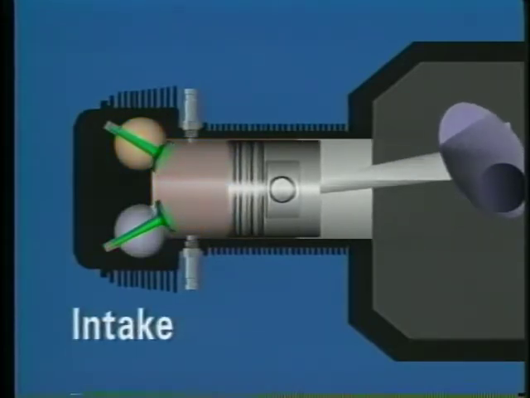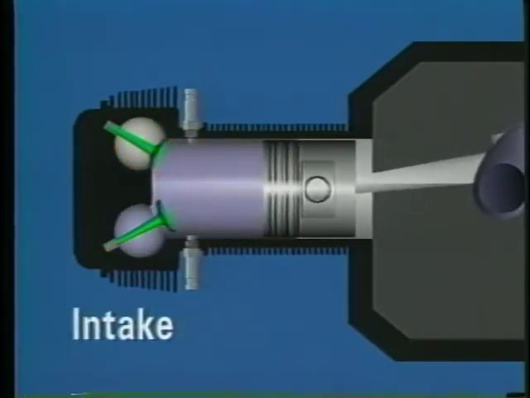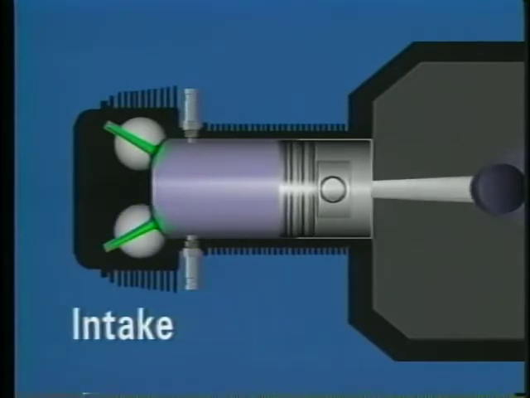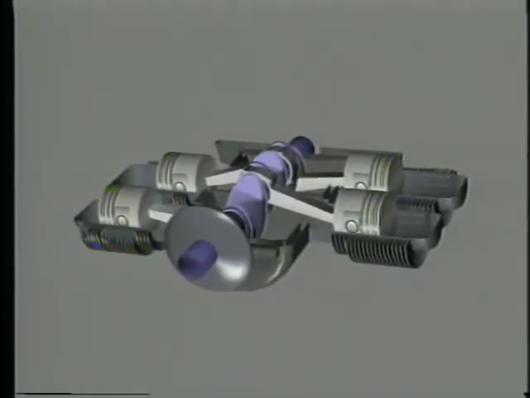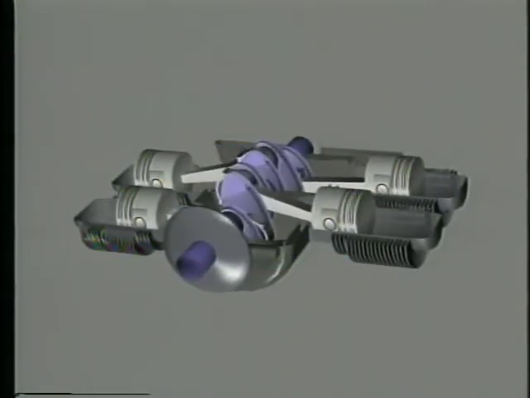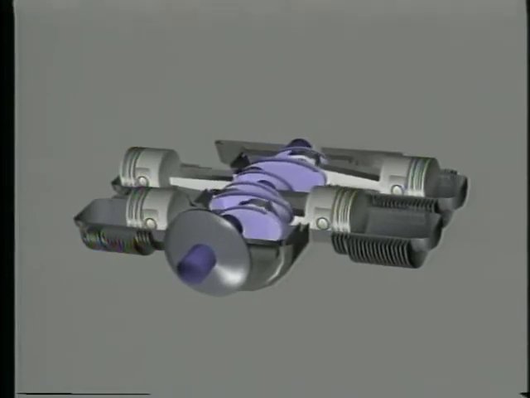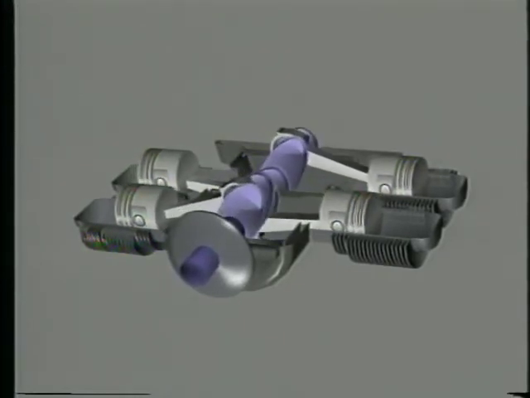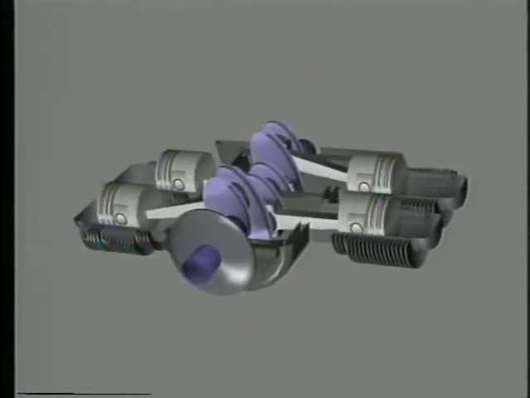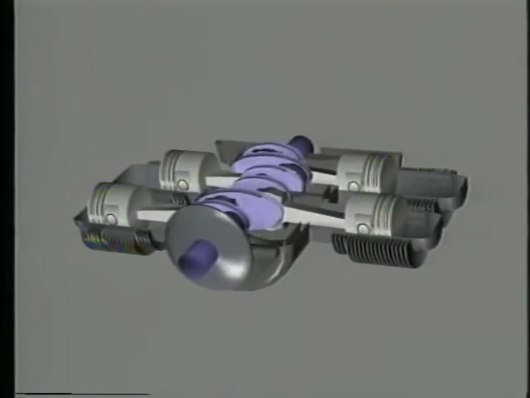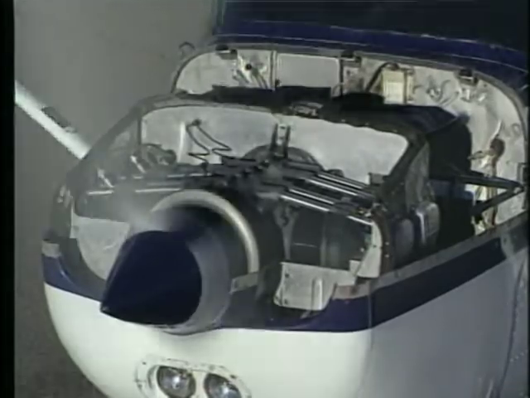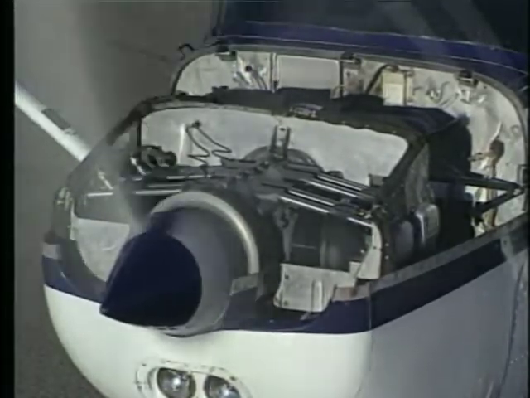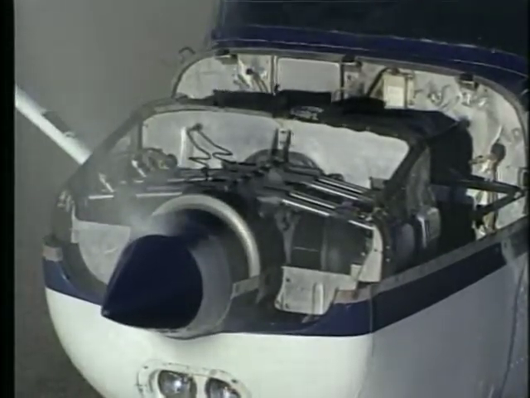In light training aircraft, this cycle repeats itself approximately 1,300 times a minute during cruise flight. The same cycle is taking place in each of the other cylinders. However, the sequence is staggered, so a power stroke is always being applied to the crankshaft. This provides you with a smooth-running engine. Since the crankshaft is connected to the propeller, its rotation causes the propeller to spin and produce thrust.